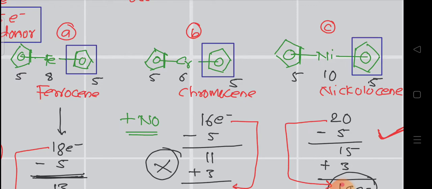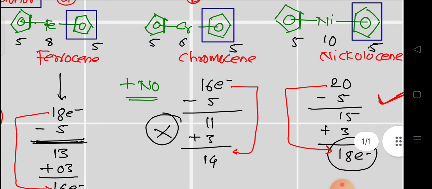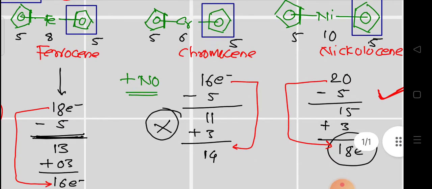So if I want to replace 1 cyclopentadienyl, I will remove the 5 electrons, and we are adding the 1 NO, meaning 3 electrons. If I remove the 1 cyclopentadienyl from ferrocene, it becomes a 13 electron, and then I am adding 1 NO, so the total electrons are 16 for the ferrocene complex.